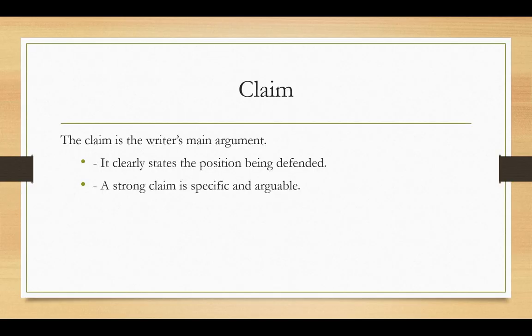So first we have the claim. The claim is the writer's main argument. It's your position, your side, your answer to the prompt. A strong claim is very clear, very specific, and very arguable. That means someone could disagree with it, but you need to have proof to back it up.